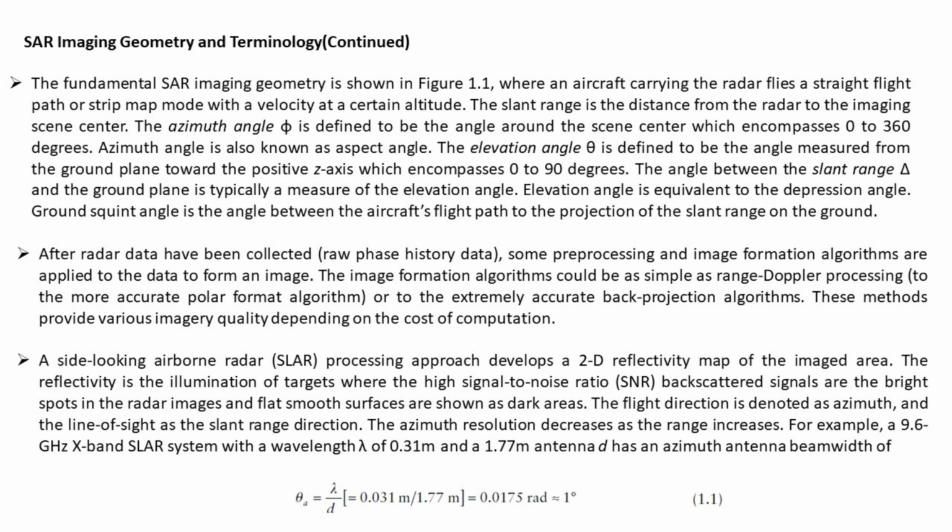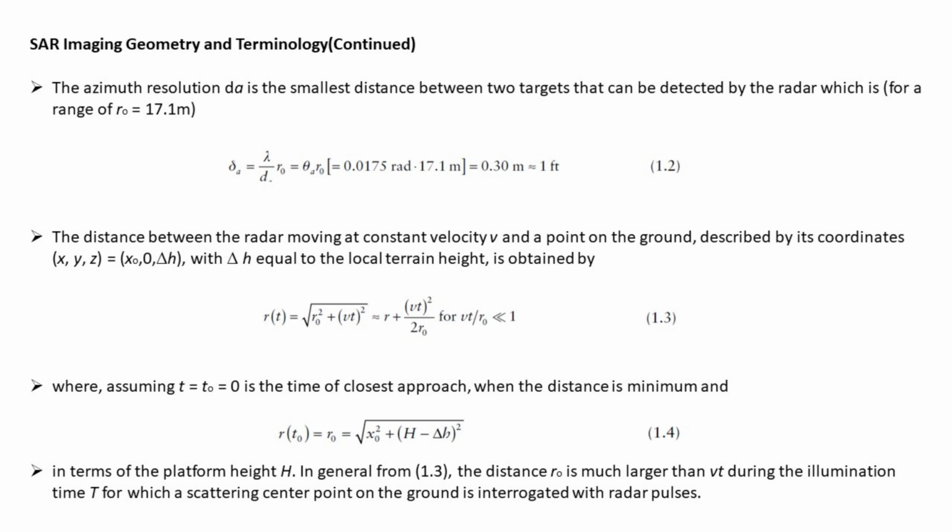The flight direction is denoted as azimuth, and the line of sight as the slant range direction. The azimuth resolution decreases as the range increases. For example, a 9.6 GHz X-band SLAR system with a wavelength lambda of 0.31 meters and a 1.77 meters antenna D has an azimuth antenna beamwidth theta A as shown in equation 1.1. The azimuth resolution dA is the smallest distance between two targets that can be detected by the radar, which is, for a range of R0 equal to 17.1 m, as shown in equation number 1.2.